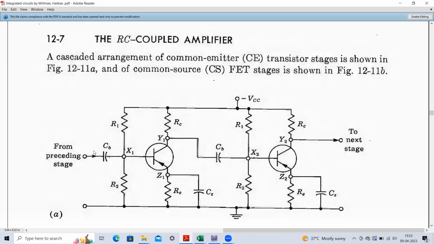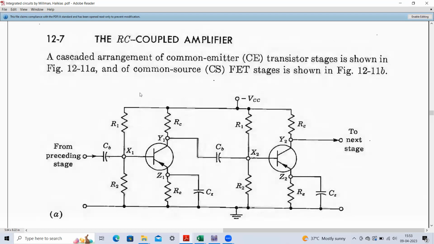So first we will be obtaining the frequency response of the single stage of this amplifier. And later, in another video, I will be explaining and adding another stage, and then we will see what the total frequency response of a multi-stage RC coupled amplifier will be. So let's begin this discussion.